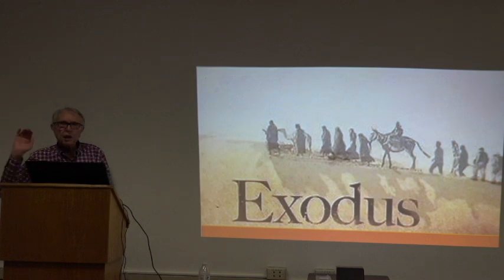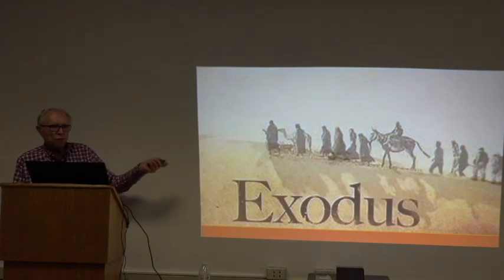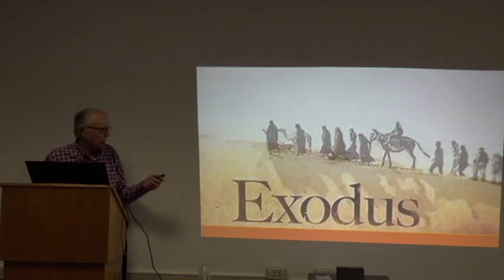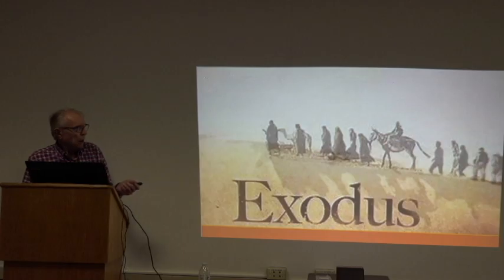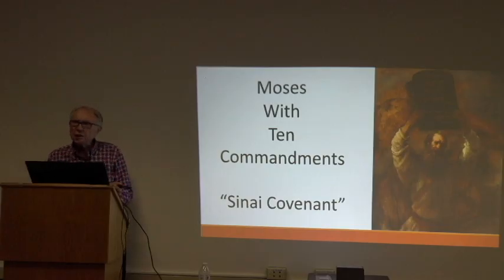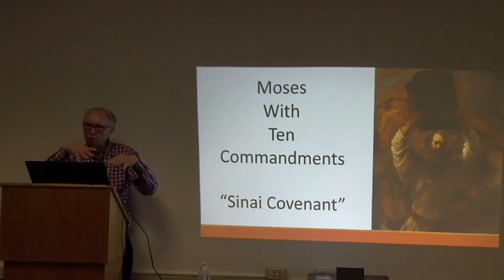And then there's the Exodus, where they leave. They have the 10 plagues, and then they leave, and then the Pharaoh follows them, and the waters of the Red Sea split. And anyway, they get over to the land of Canaan, which is Israel. But on the way, Moses gets the 10 Commandments at Mount Sinai. That's called the Sinai Covenant, made between God and the people of Israel.